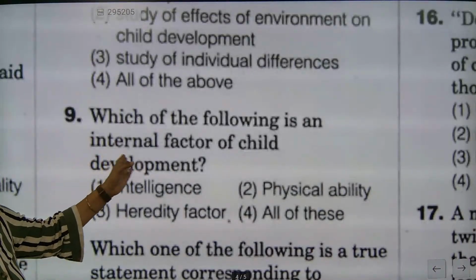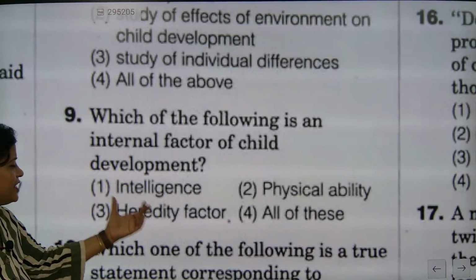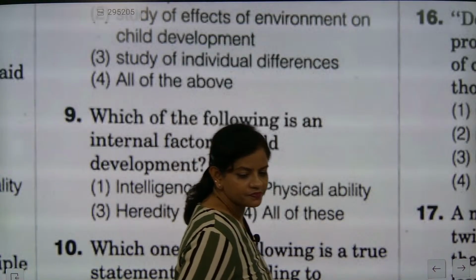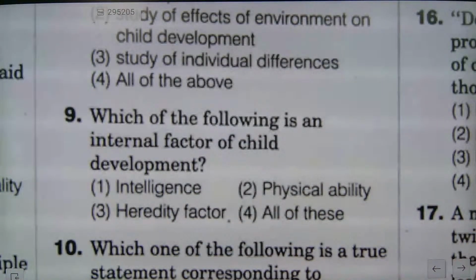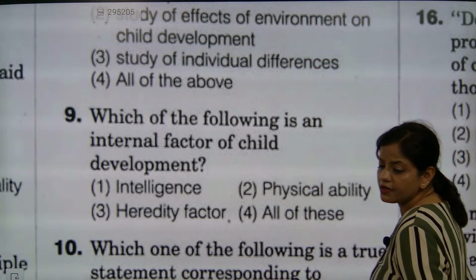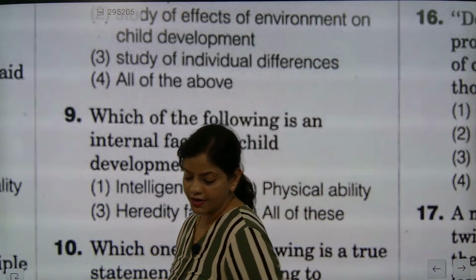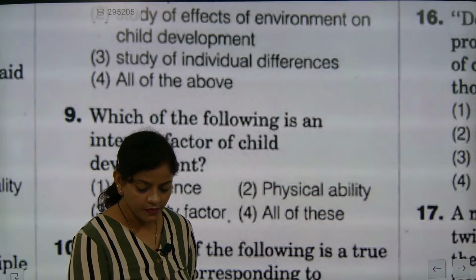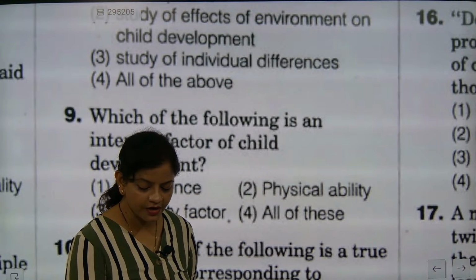Which of the following is an internal factor of child development? Intelligence, physical ability, heredity factor, all of the above. Tell me which one is going to be the correct answer. Which of the following is an internal factor of child development? Internal is the most important part.